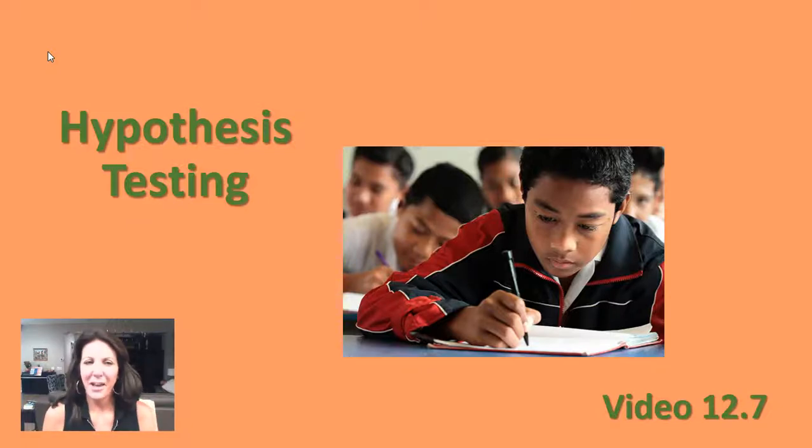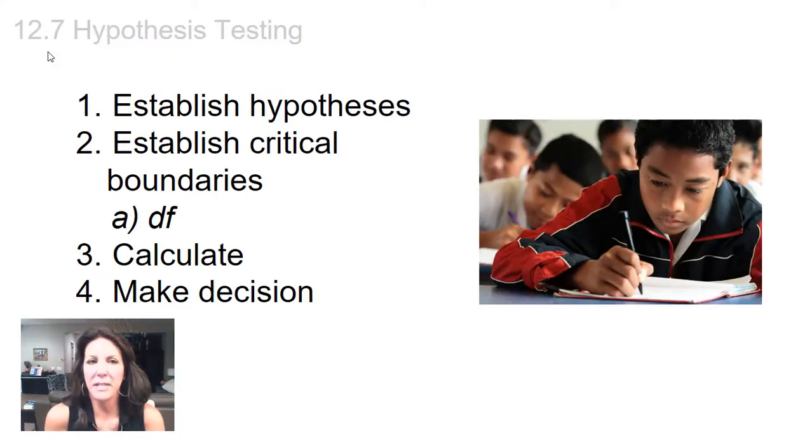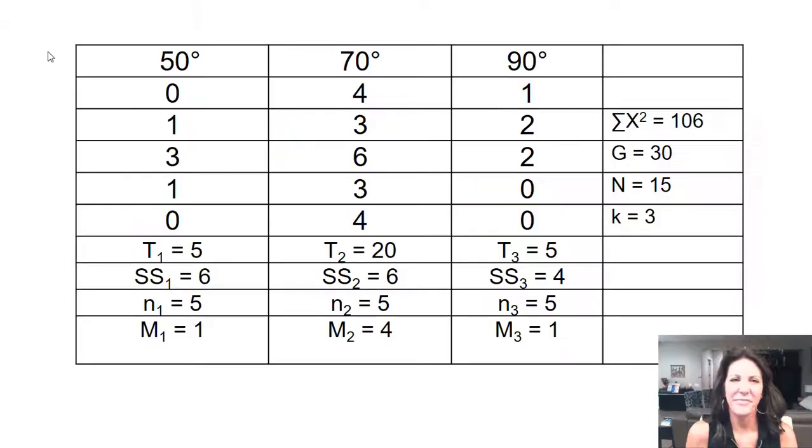Okay, let's put it all together with hypothesis testing from beginning to end. We're going to apply the hypothesis testing steps that we've been talking about this whole semester. So we're going to establish hypotheses to start with. We're going to talk about our critical boundaries. We're going to calculate our F statistic, and then we'll make a decision. These are all things you've done before.